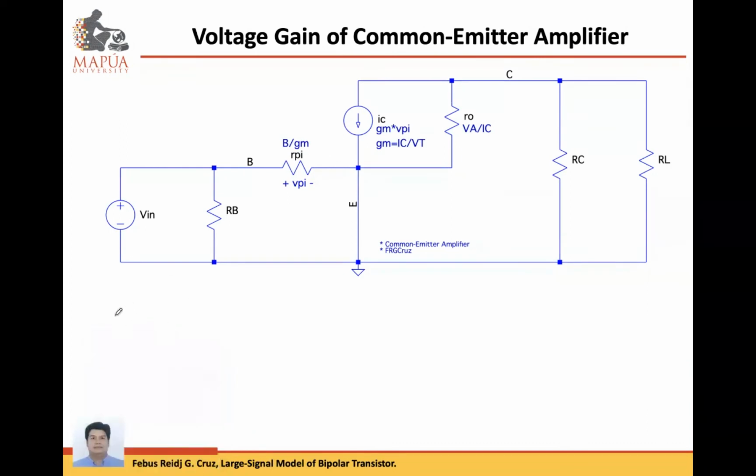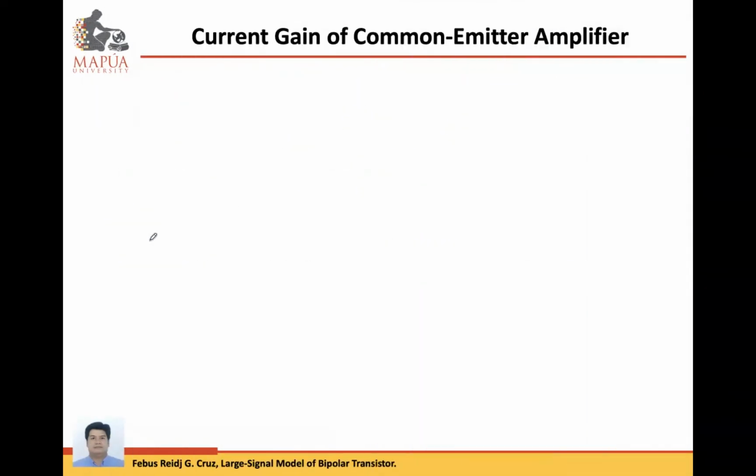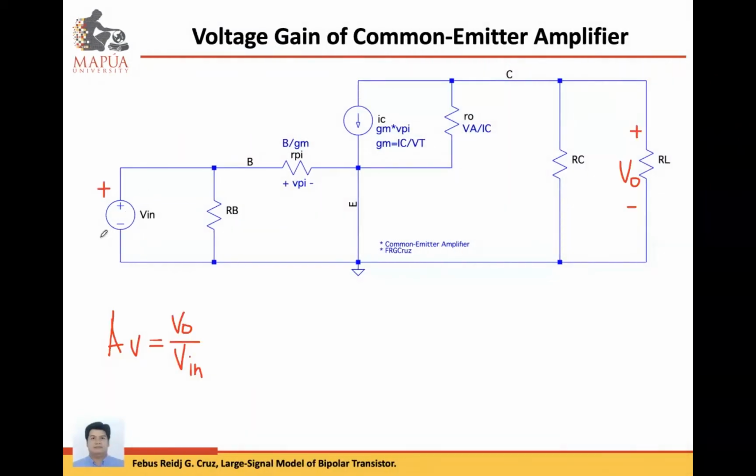All right. Voltage gain equals the ratio of the output voltage divided by the input voltage. So in this schematic diagram, the output voltage is across the load resistor. And the input voltage is this one, yung Vin. All right.